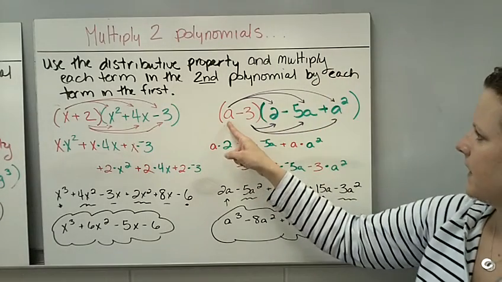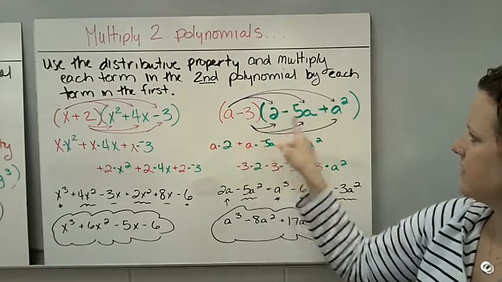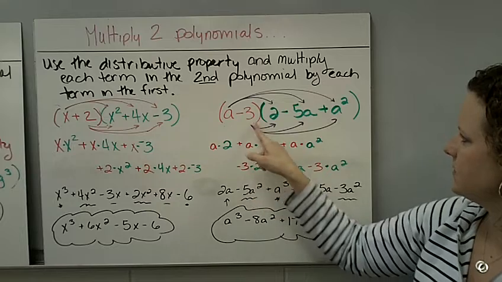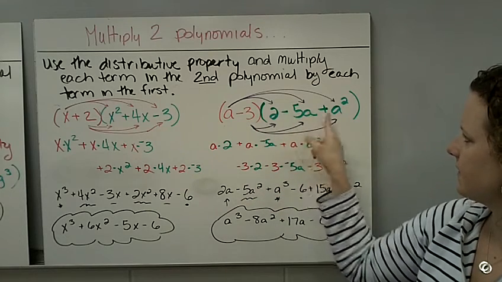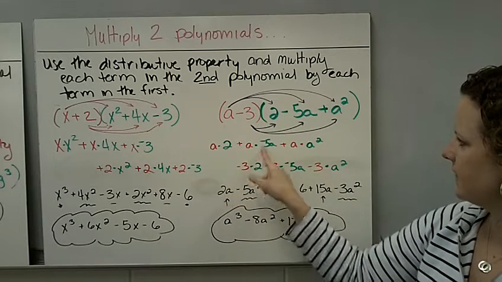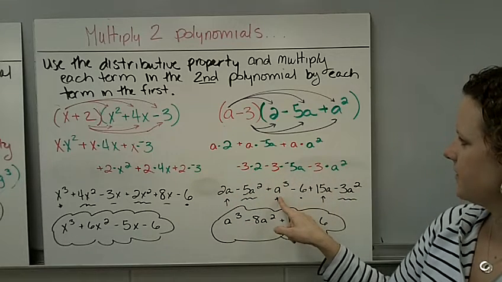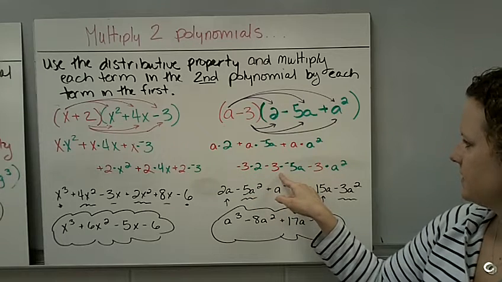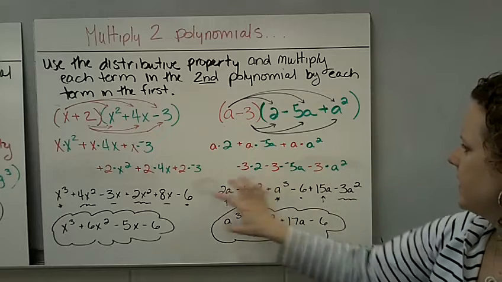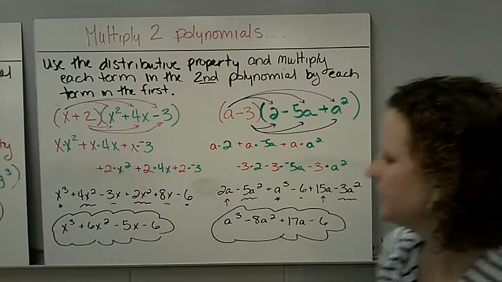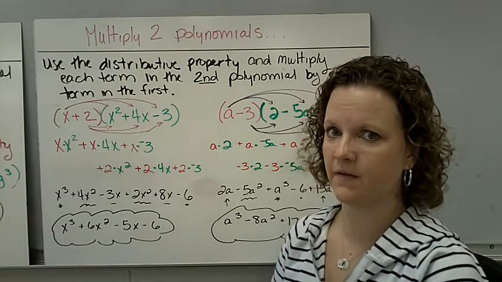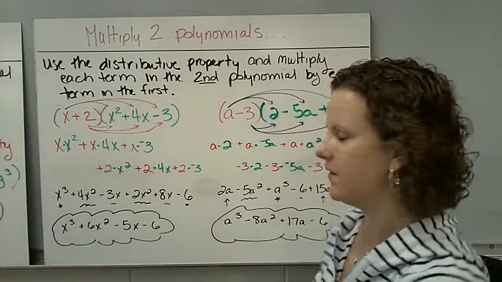Let's try another one. I distribute the a times 2, a times negative 5, a times a squared, negative 3 times 2, negative 3 times negative 5a, negative 3 times a squared. Do all your multiplication. 2a, negative 5a squared, a to the third, negative 6, positive 15a, negative 3a squared. Collect your like terms and you have your answer. Again, as you're adding them together, it might make better sense to cross them off as you go. When they're all crossed off, you know you have the answer.